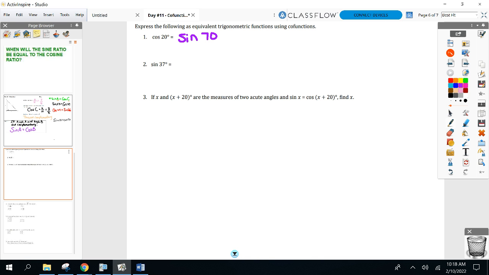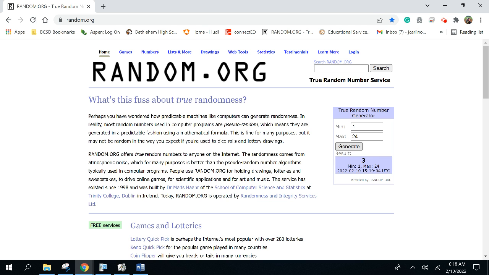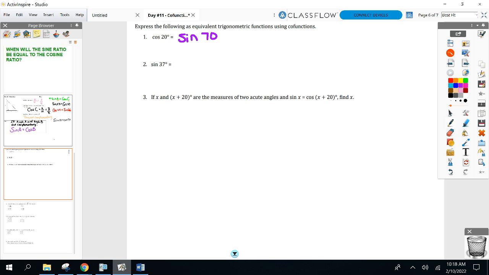How about sine of 37 now? Sine of 37 should be the same as cosine of 53. Yep. Now we'll actually see if you understand this or not. That was easy, right? Just subtract from 90, flip it.